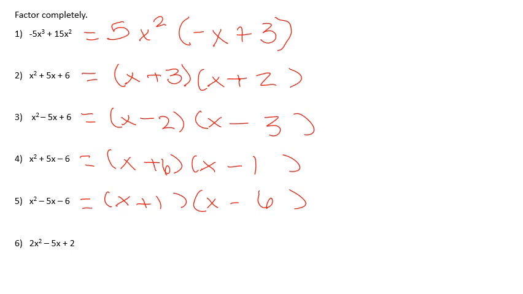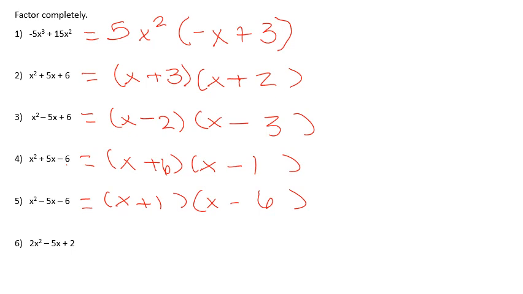So again, if I just skim down through 2, 3, 4, 5, in 2, positive 6 means signs are the same. Positive 5 means both positive. In 3, positive 6 means signs are the same. Negative 5 means both negative. In number 4, negative 6 means signs are different. The positive, I'm going to have to check it out. And in number 5, the negative 6 means the signs are different. And then I just have to think about which one I need to be negative in order to get negative 5, positive 5.